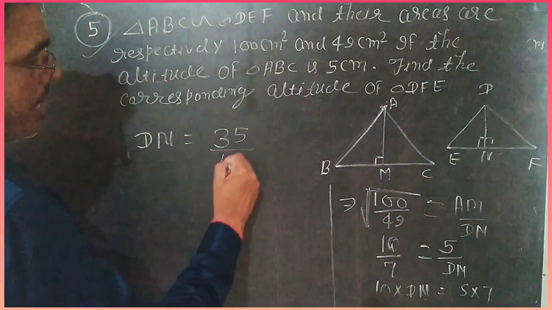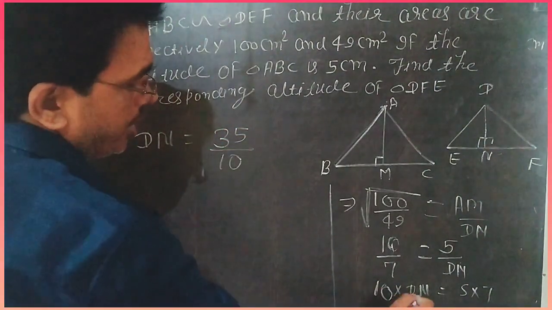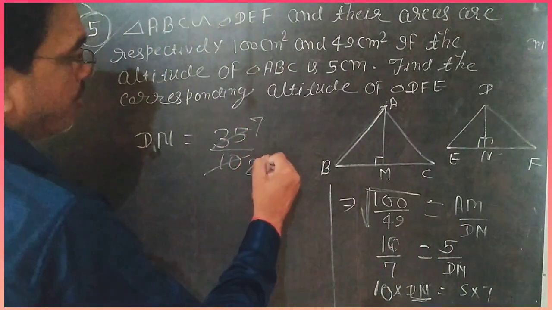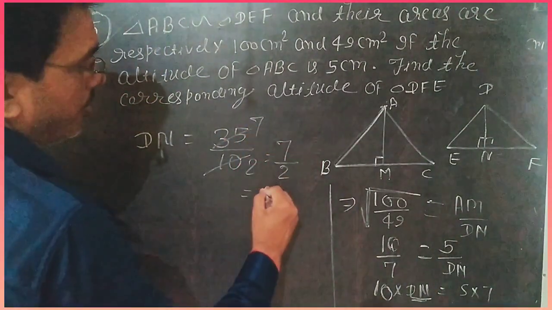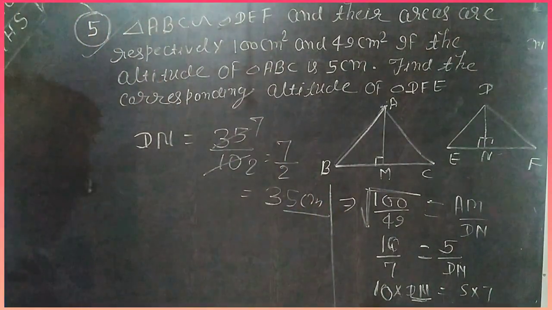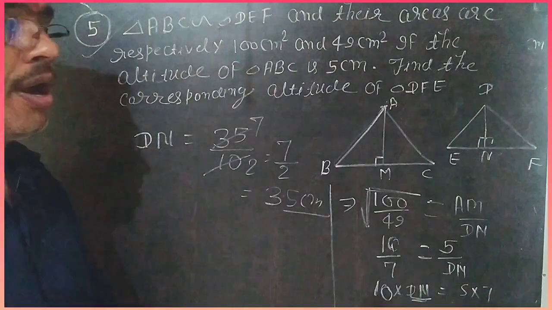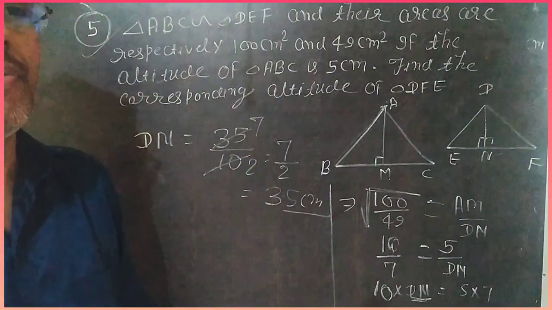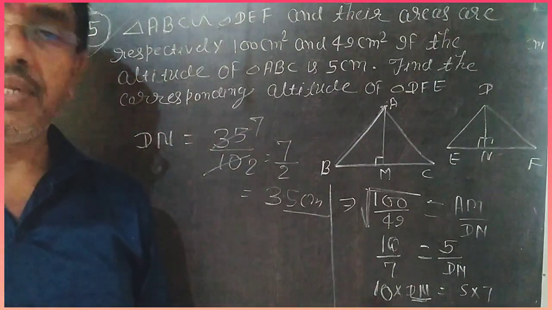35 by 10. Then DN is equal to 35 by 10, which is 7 by 2. Hence it is 3.5 cm. So we can find the altitude if the areas of two triangles are given and one corresponding altitude is given; then you can use the formula and find the other altitude.